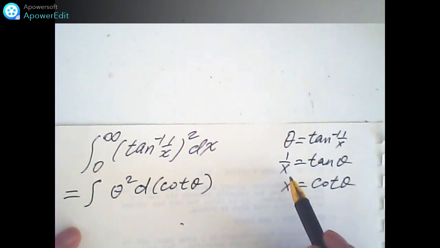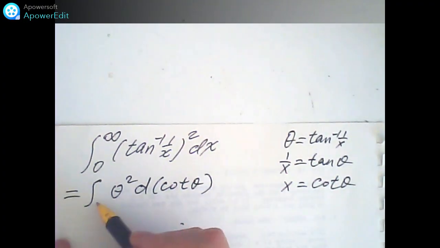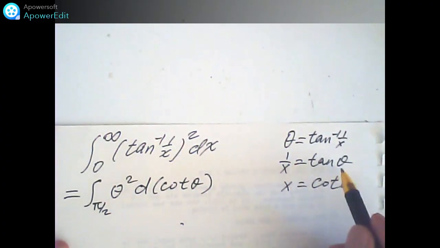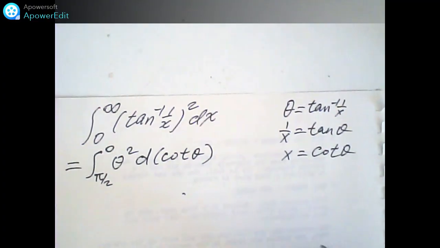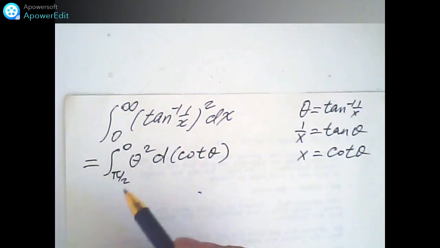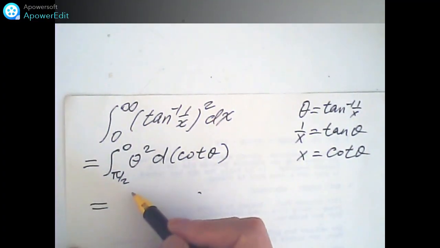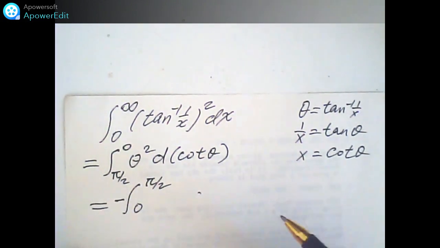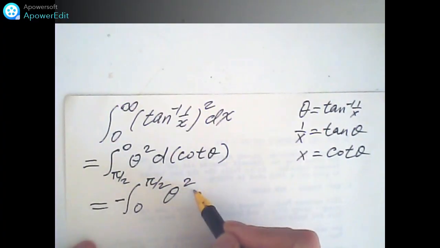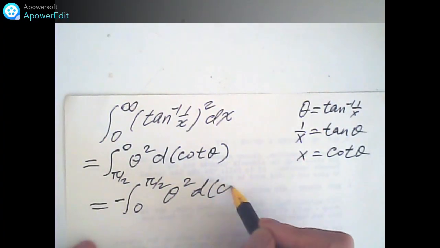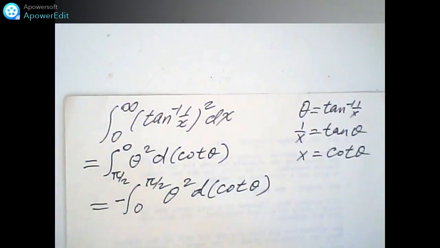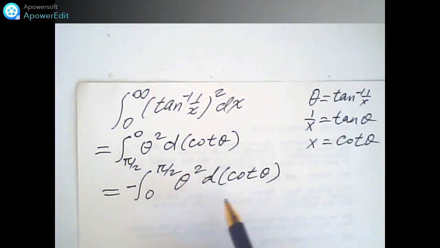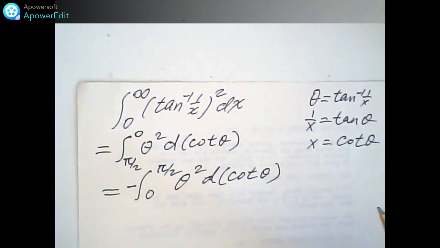When x equals 0, theta is half pi. When x equals infinity, theta is 0. It doesn't look nice, so I switch them and it becomes negative: theta squared and d cotangent theta. Good, it looks better. Then it's ready for integration by parts. This is u, this is dv.